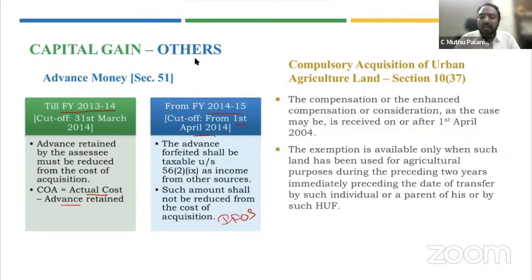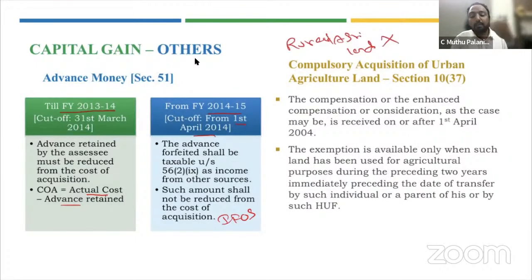The next one is compulsory acquisition of urban agriculture land. Generally, rural agriculture land is not at all a capital asset. So rural agri land is not a capital asset. Urban agriculture land is a capital asset. But compulsory acquisition of urban agriculture land is exempt under section 10, clause 37.